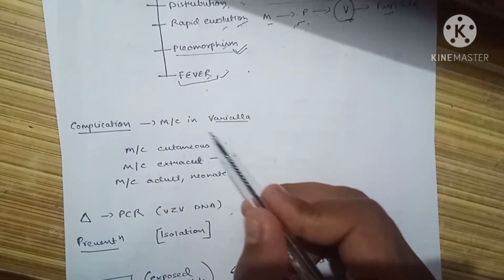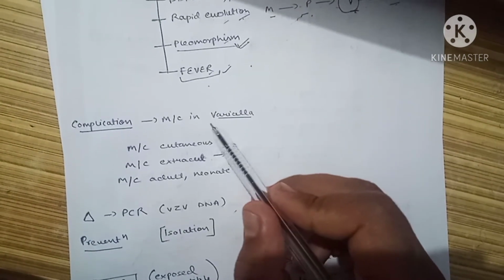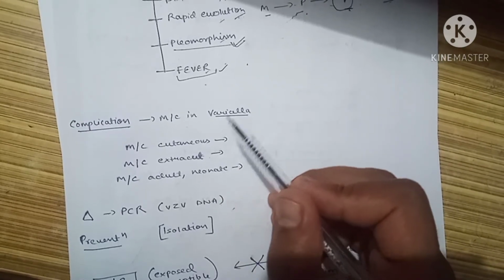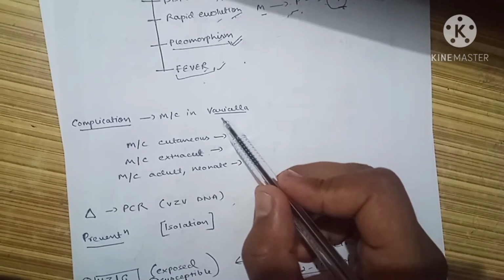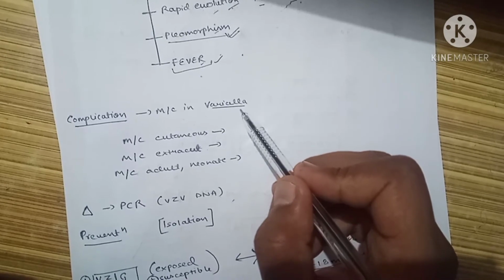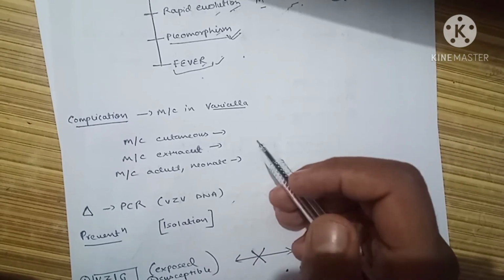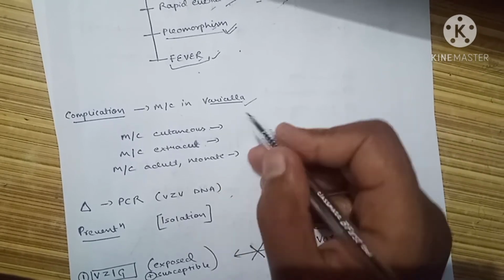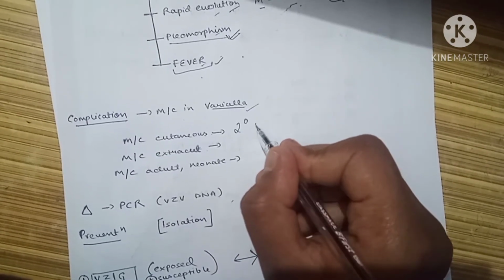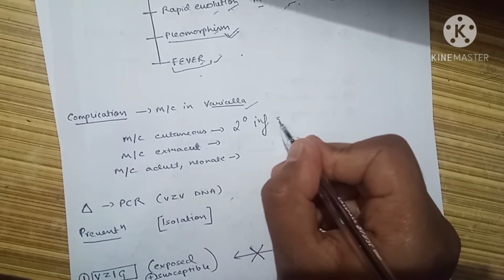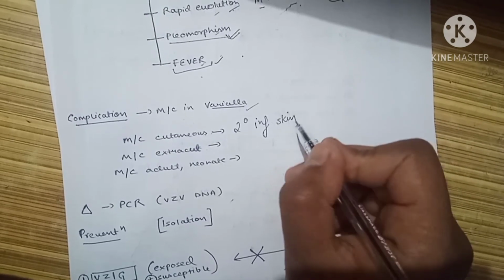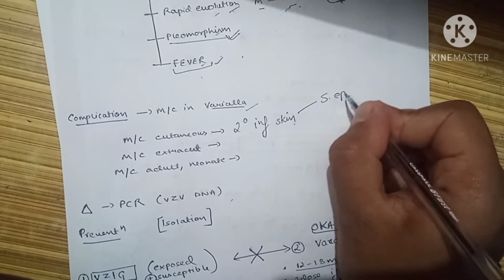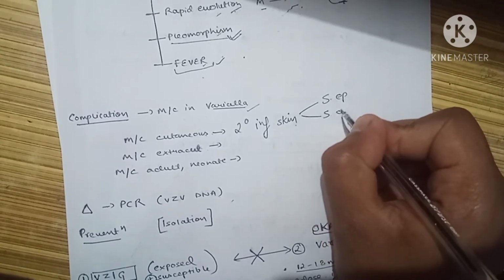Now let's talk about complications of chickenpox. Most commonly, these complications are seen in the case of varicella zoster, meaning a secondary infection there. Now the most common cutaneous complication seen here is secondary infection of skin. Okay, and the causative organism is Staph epidermidis or Staph aureus.